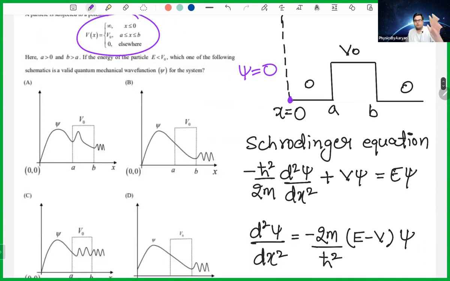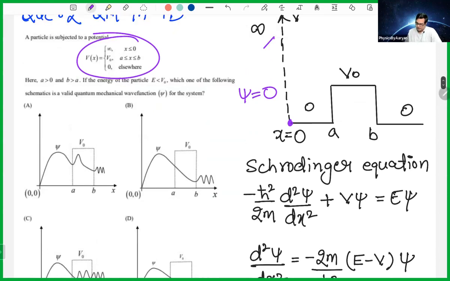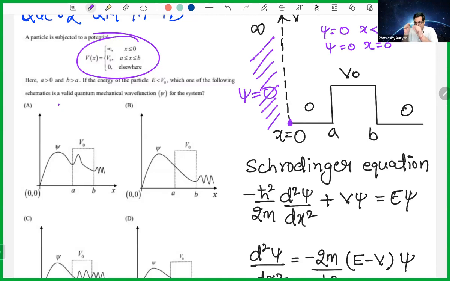At x equals 0, wave function should be 0, because at x less than 0, wave function is 0, and wave function is always continuous. So if wave function is 0 at x less than 0, then wave function will be 0 at x equals 0 as well, at the boundary also. So at the boundary also, the wave function must be 0. That is a continuity condition.